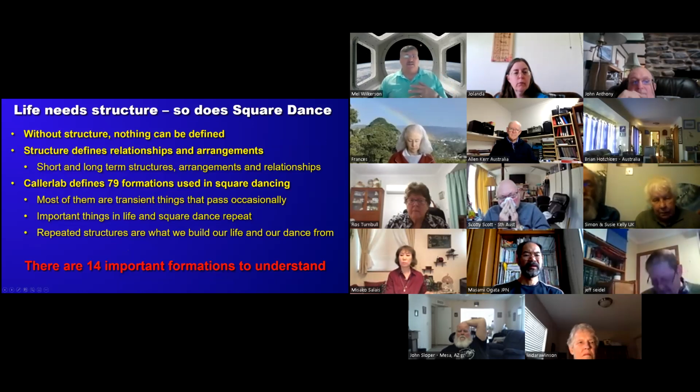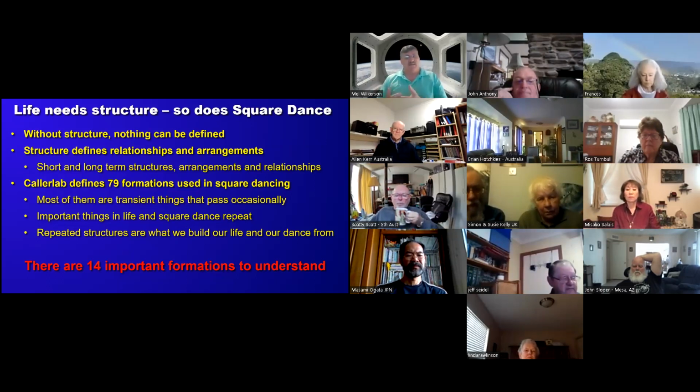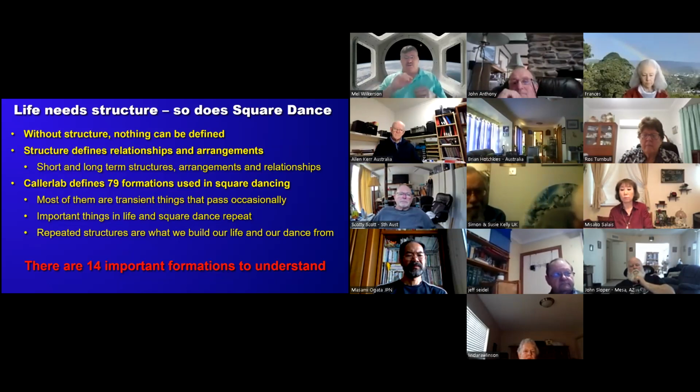So just like in real life, without a structure to define it, there's no such thing as any kind of lasting arrangement, any sequence of events, or any relationship that will last and be strong. And also in real life, like in square dancing, there's a myriad of different types of structures which define relationships. Most of these things are what we call transient structures that reoccur.